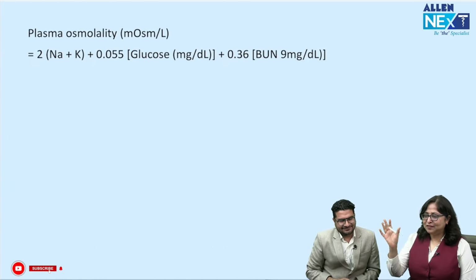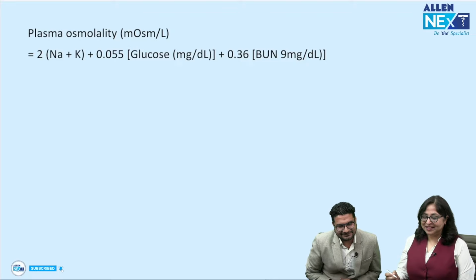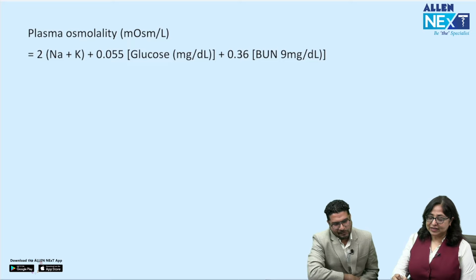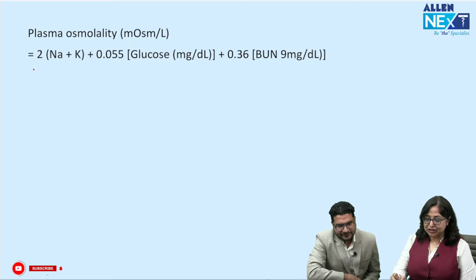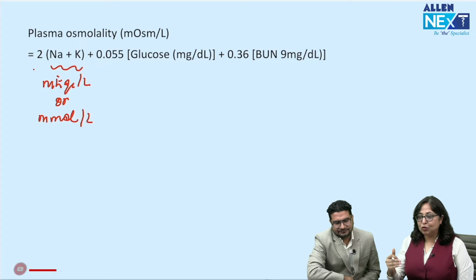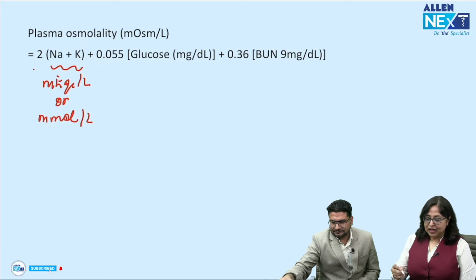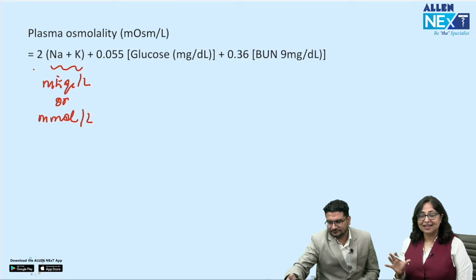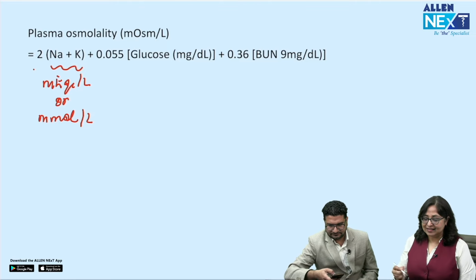Just a little physiology part here, and we can't move on without giving a little bit of physiology. How to calculate plasma osmolality? You have to take 2 into sodium plus potassium. Sodium and potassium are given in milliequivalents or millimoles per liter. Please remember, for univalent ions such as sodium and potassium, millimoles and milliequivalents are the same thing. So 2 into sodium plus potassium. Why 2? Because sodium and potassium are cations. They are associated with anions.